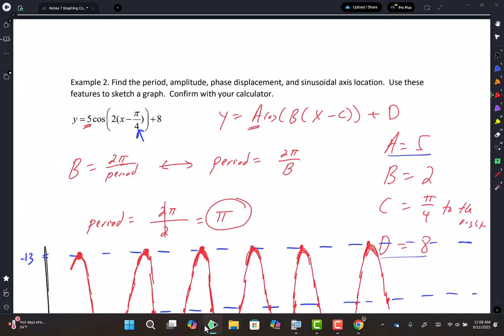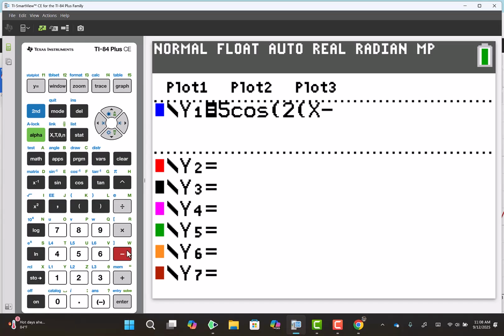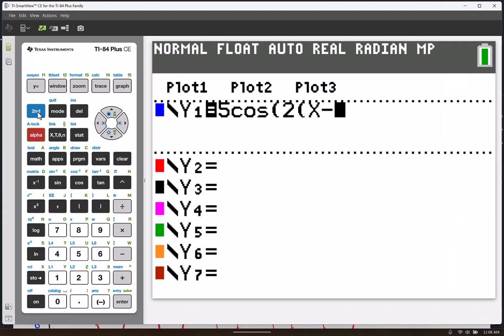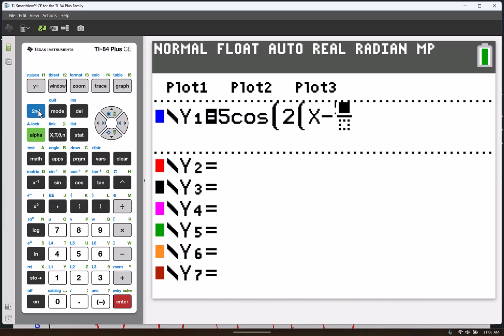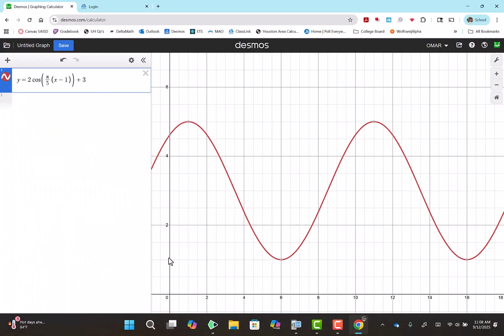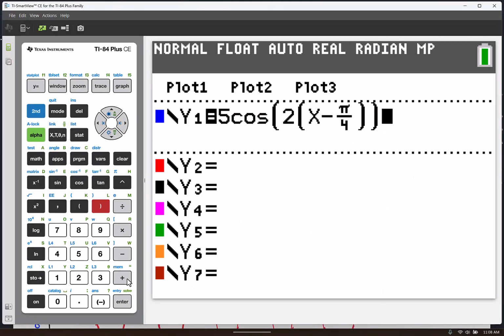Do I have a fraction there? Oh, no, I don't. Just 2. So delete 2, parenthesis, x minus, was it power 4? I already forgot. Yeah, power 4, so that one needs a little fraction. Second, pi over 4. And then I'm going to close, and then put plus 8. Plus 8. All right.